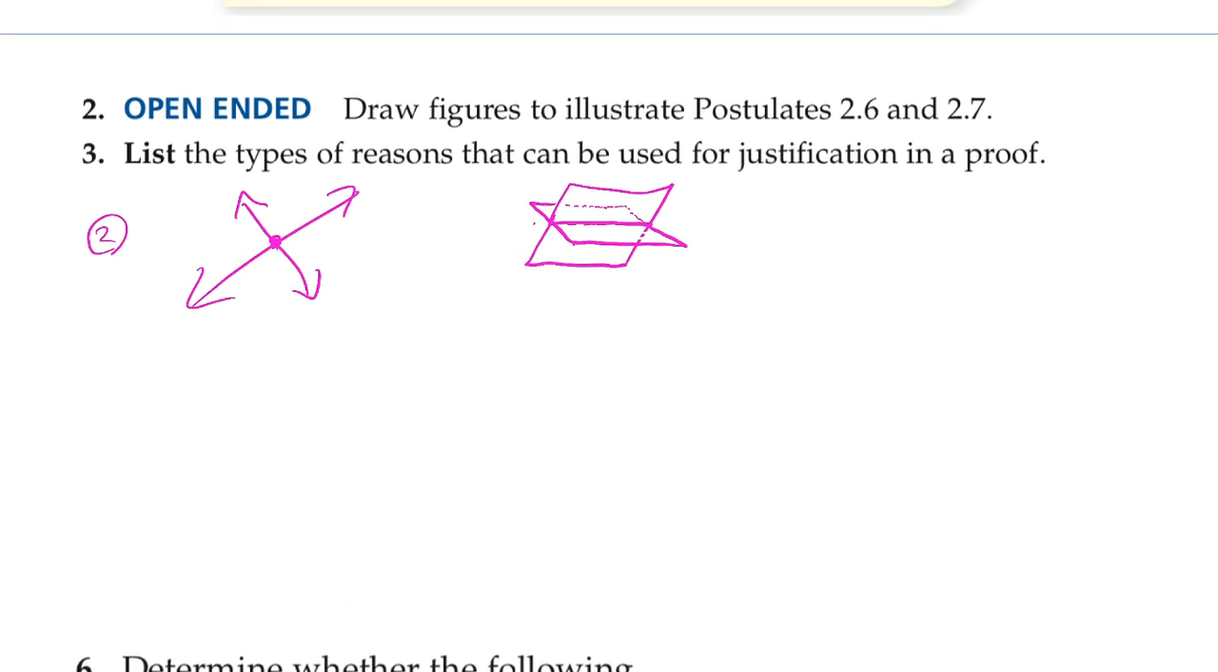So this is kind of endless, right? But what are some? So for 3, what could we use for a proof? Well, definitions are going to be really helpful. We're going to use those all the time. Okay, so theorems, things we've proved in the past, we can absolutely use those. We can also use postulates. We all agree those to be true.